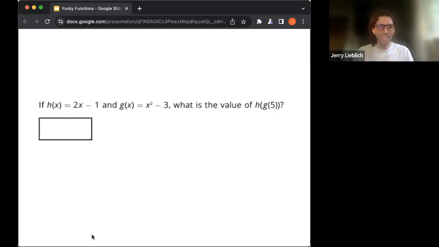Okay. So here we have one more complication. Two different functions. And now we've got a kind of nested function. But let's just start here and try to unpack it. Because what we'll see is, okay, h of x is 2x minus 1. We're looking for h of g of 5. So h of g of 5 is going to be wherever I see x, I put g of 5.